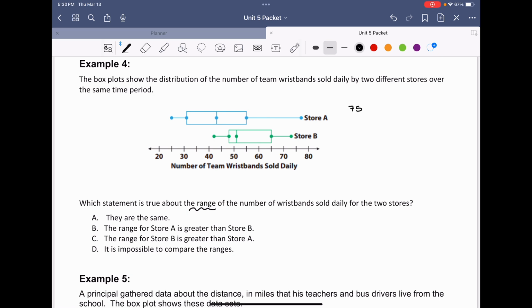All right, so you should have 75 minus 25. So remember, we need to show our work. That's going to give you 50 for store A, and then 73 minus 42 is 31 for store B. So the range for store A is greater than the range for store B.